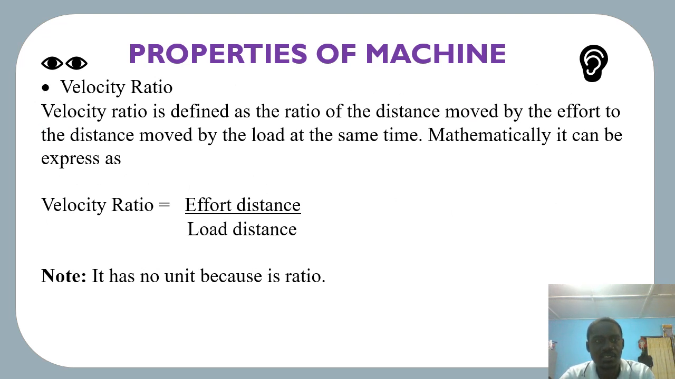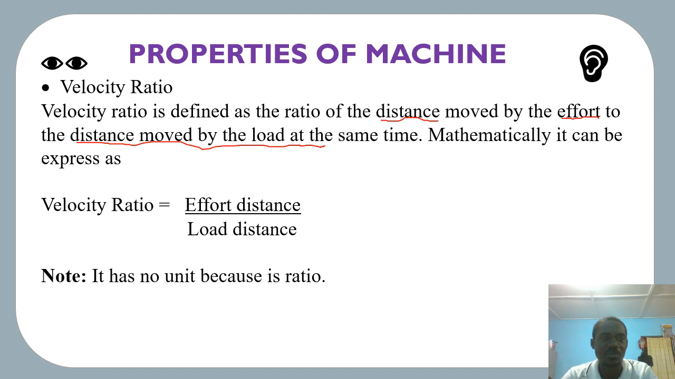The next property, which is last, is the velocity ratio. Velocity ratio is defined as the ratio of the distance moved by the effort to the distance moved by the load. So here the emphasis is on the distance of both sides. One, the distance of the effort you put in, as compared to the distance of the load, that is the work that is being done at the same time.